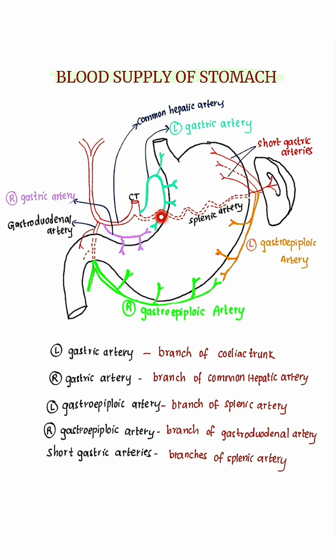To summarize: left gastric artery is a branch of the celiac trunk. Right gastric artery is a branch of the common hepatic artery. Right gastroepiploic artery is a branch of the gastroduodenal artery. Short gastric arteries and left gastroepiploic artery are branches of the splenic artery.